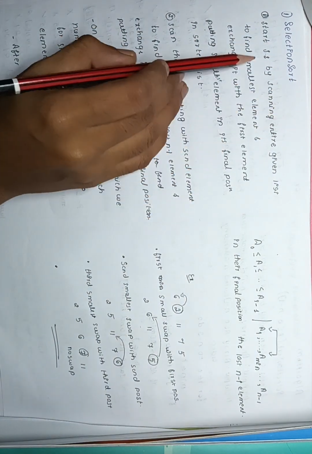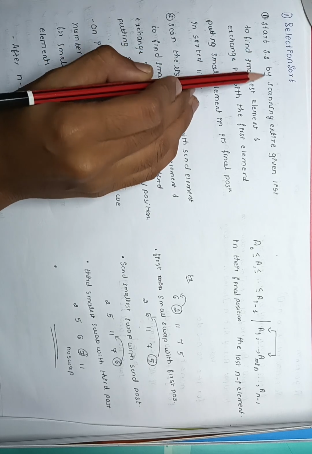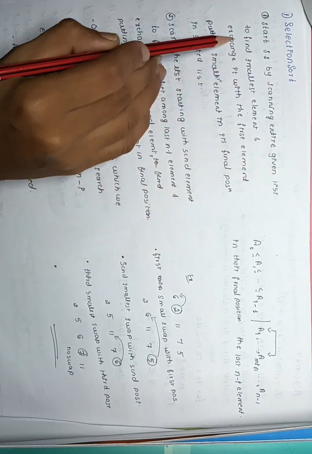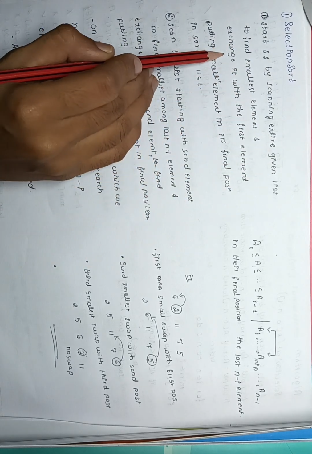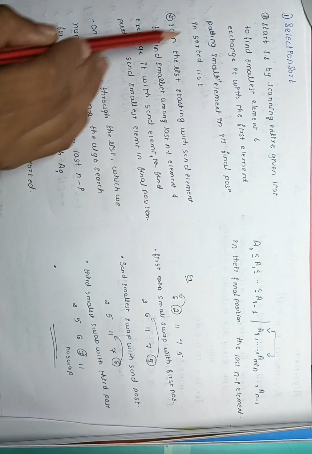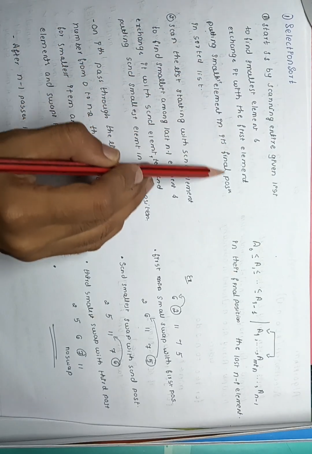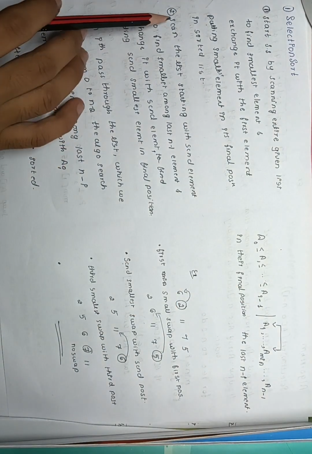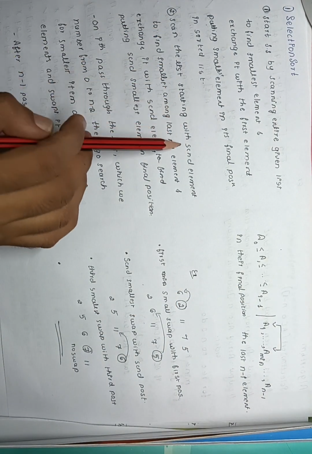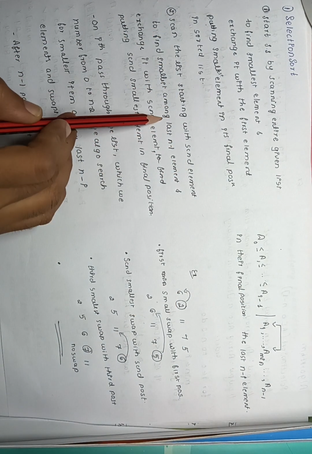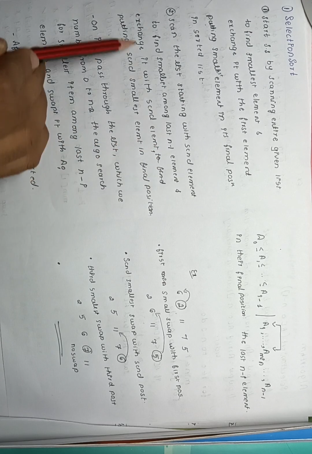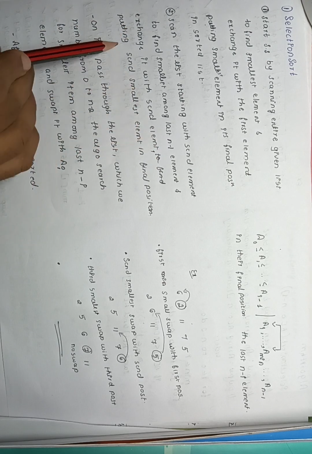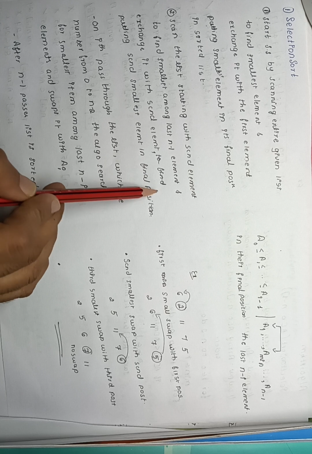Selection sort means we start by scanning the entire given list to find the smallest element and exchange it with the first element, putting the smallest element in its final position in the sorted list. Next, the second step is to scan the list starting with the second element to find the smallest among the last n-1 elements and exchange it with the second element, putting the second smallest element in its final position.